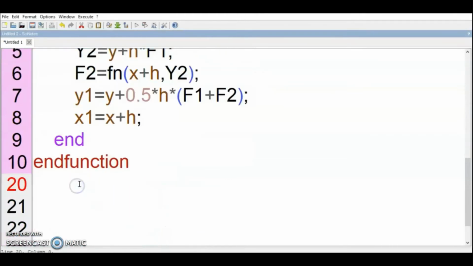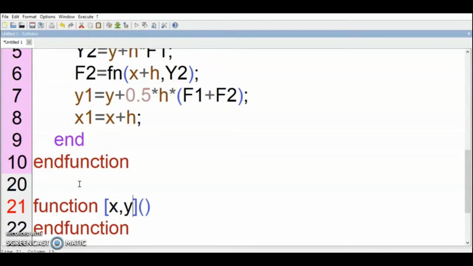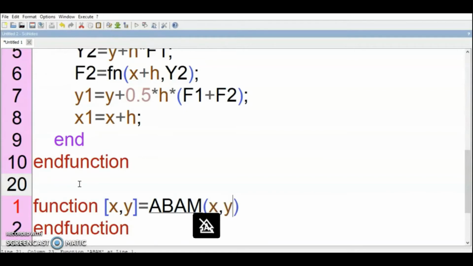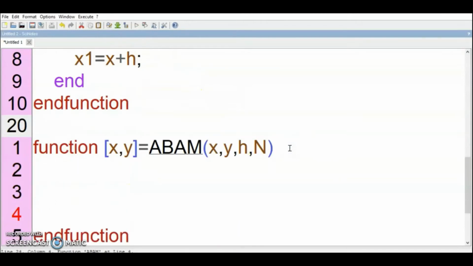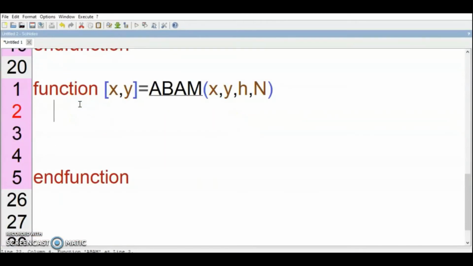Now the next part is to define the Adam Bashforth Adam Moulton. So I need to have another function file called xy equals Adam Bashforth Adam Moulton. You can name it whatever you want, but make sure when you are calling that function, it is the same name. Now this is very important here.